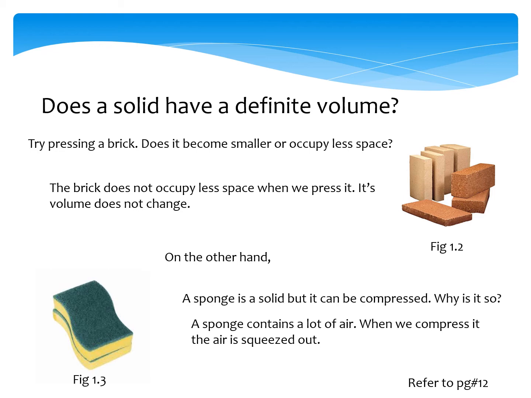On the other hand, we refer to figure 1.3. See the image of a sponge. A sponge is also a solid, but it can be compressed. Why is it so? A sponge contains a lot of air. When we compress it, the air is squeezed out. For further examples, you can refer to book page number 12.